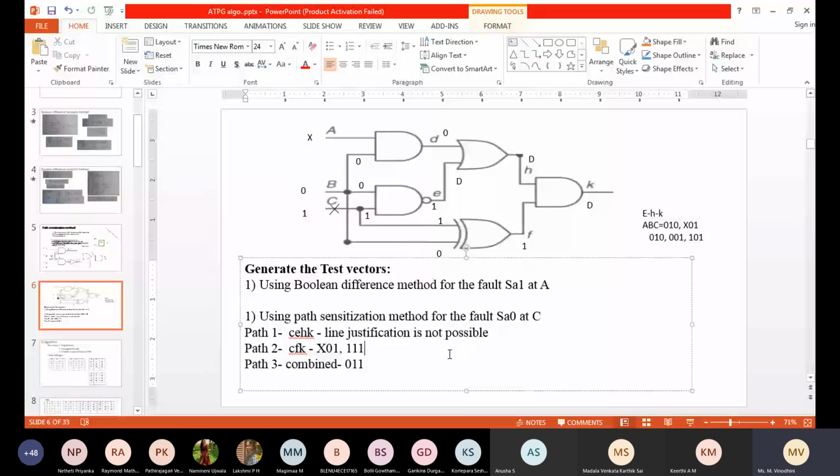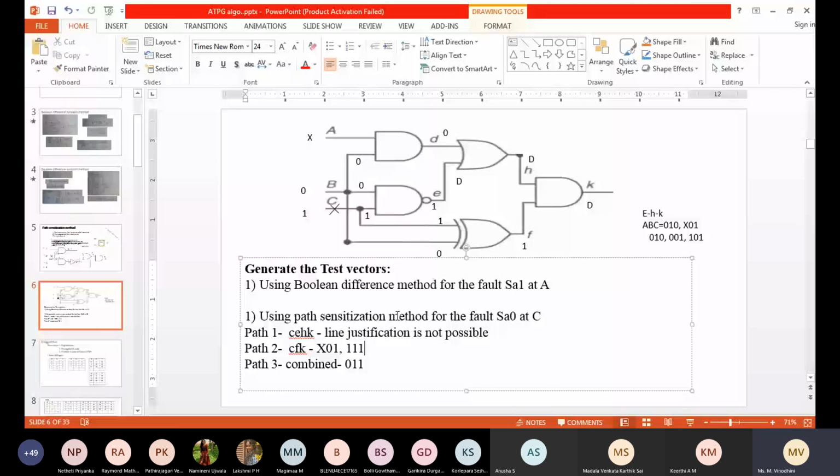And for CFK, you will get X01111. Suppose CEHK, students please, are you all listening? If you have not done, no issues. Sivanath, Nikhil, have you completed the problem? Are you getting the first answer, line justification not possible for CEHK?